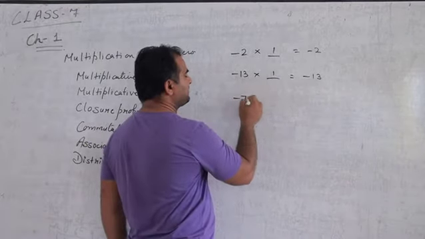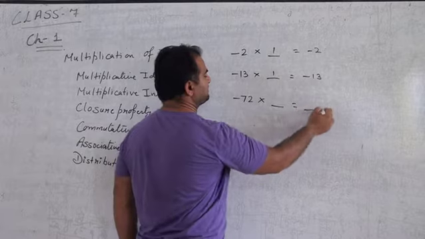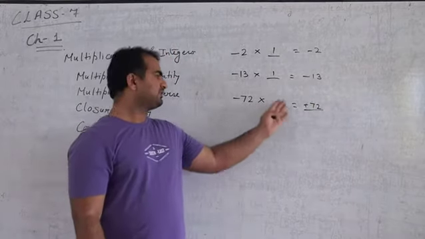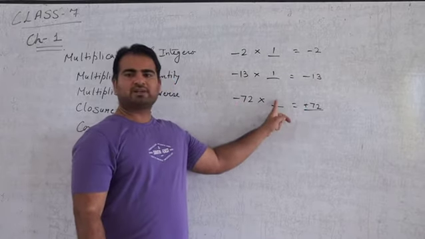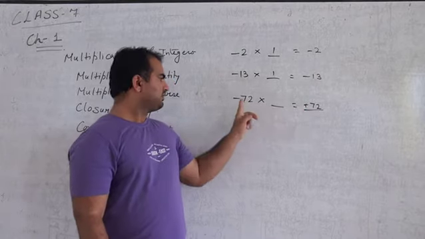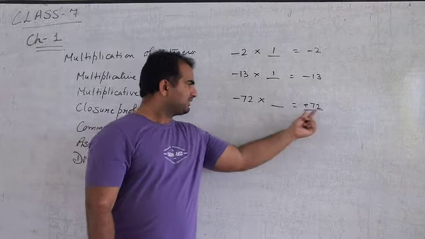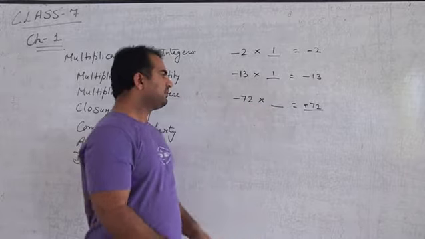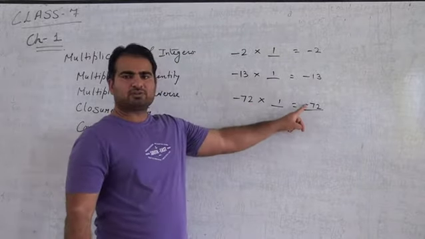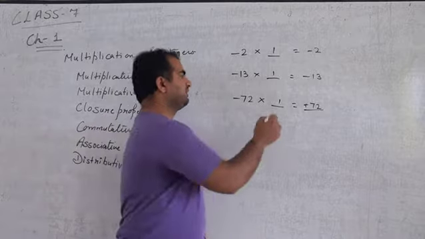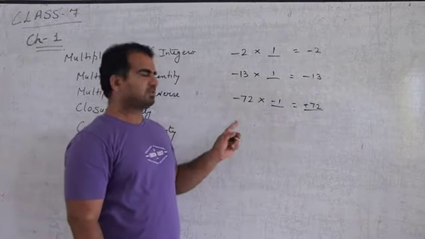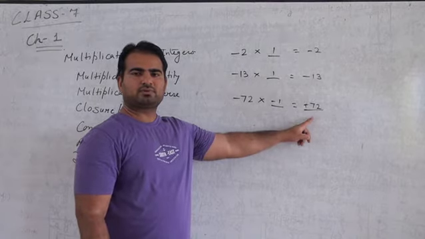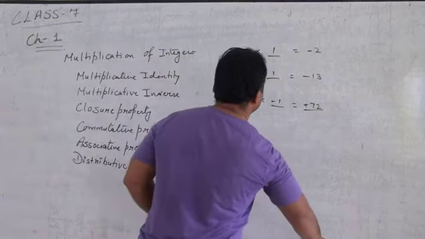Let me ask you a question. By what number should minus 72 be multiplied so that the answer will be plus 72? If you want plus 72 as the answer, minus 72 should be multiplied by a negative integer. We want the digits to be 72 as before, so we multiply by 1. But if we want positive 72, we have to multiply the negative by a negative sign. So it will be minus 1. We multiply minus sign by minus sign, then it will give a positive sign. Okay. Next is multiplicative inverse.